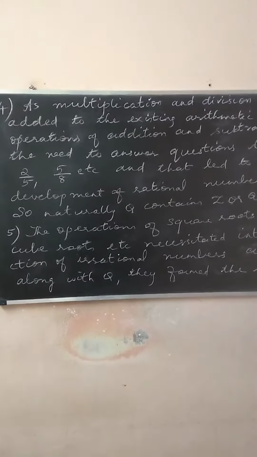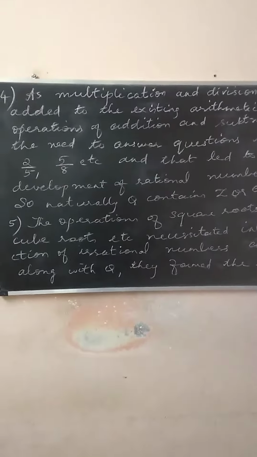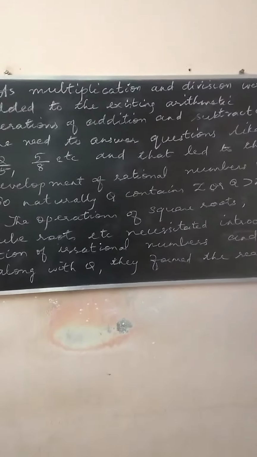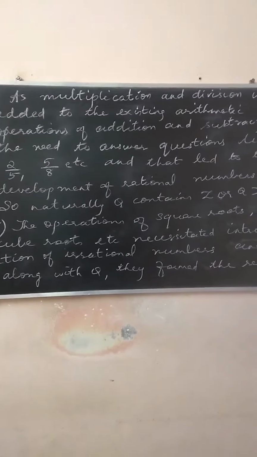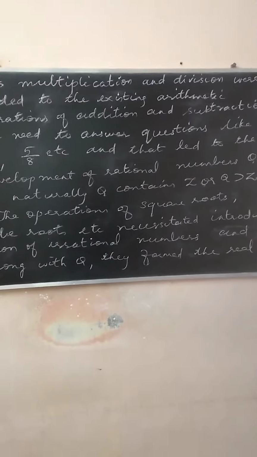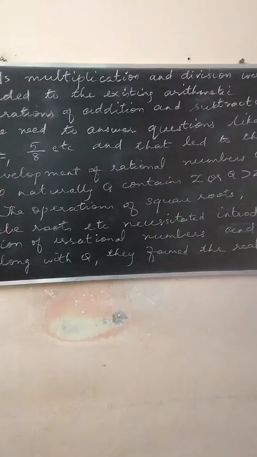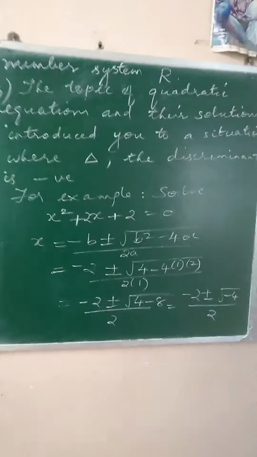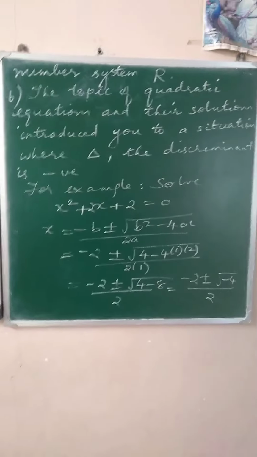Afterwards, the concept of surds came, and operations of square roots, cube roots, etc. were introduced. So we needed irrational numbers. You know, cube root of 8 is 2, but we never know what is cube root of 4. So they were all called irrational numbers. They were added along with the already existing system of Q, and we formed the system of real numbers, represented with capital R.